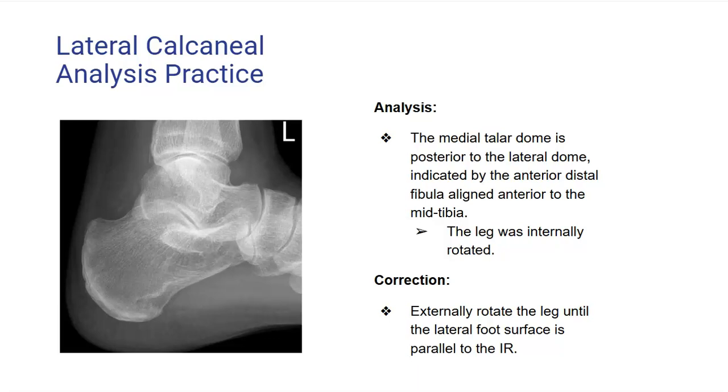To achieve proper alignment, we want to externally rotate that leg until the lateral foot surface is positioned parallel with the IR. This adjustment will ensure accurate anatomic representation and reduce that rotational distortion.